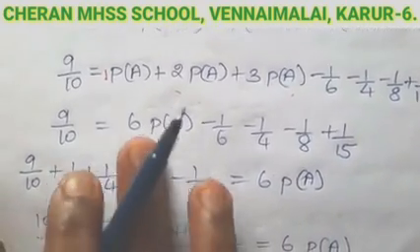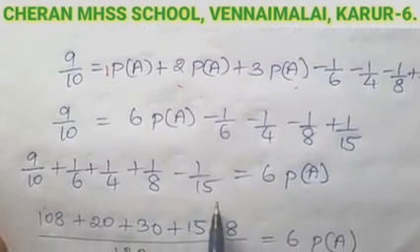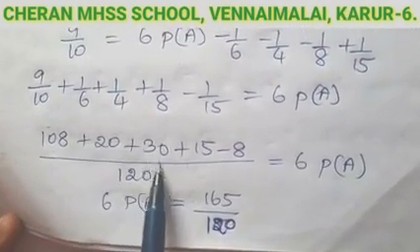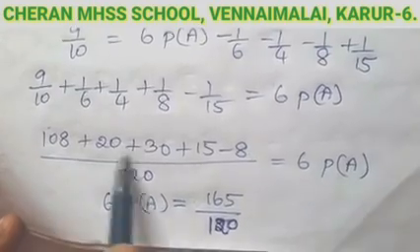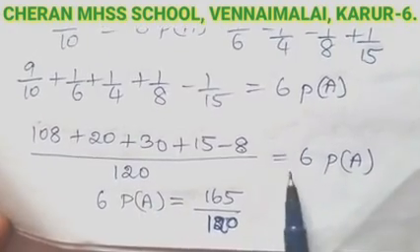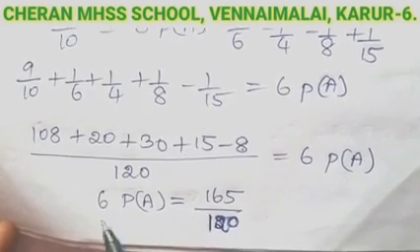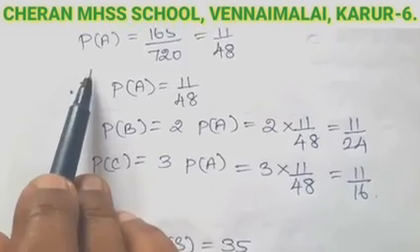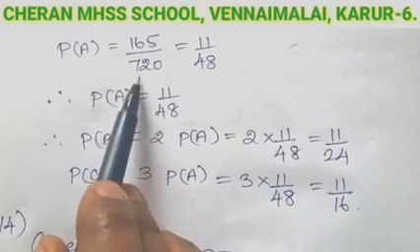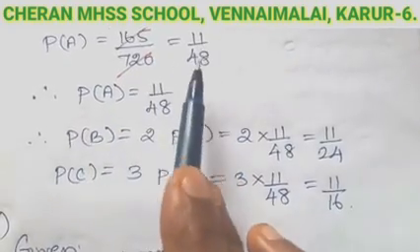So now we keep P of A as it is. Bring these values this side. So taking LCM we get 120. In the numerator we get 108 plus 20 plus 30 plus 15 minus 8. So when you add everything and subtract we get 165 by 120 is equal to 6 P of A. Bring this 6 down. P of A is equal to 165 by 720, since we have brought 6 down and multiplied. When you strike out common factors we get 11 by 48.